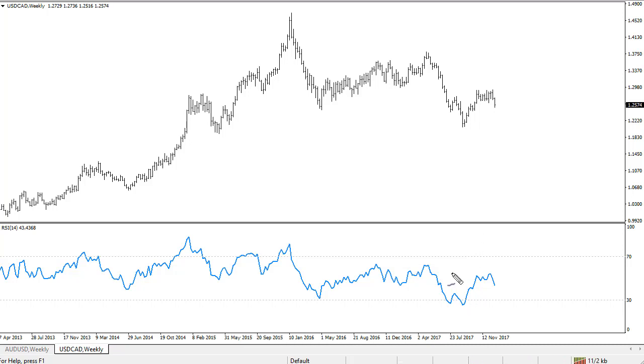But I would go ahead and point out, let me go ahead and change my tool to an ellipse, and I would point out that as we got into the overbought area here on the weekly chart, we did drift a little bit lower. We got into overbought here, and we did drift a little bit lower. But this is probably the best signal.